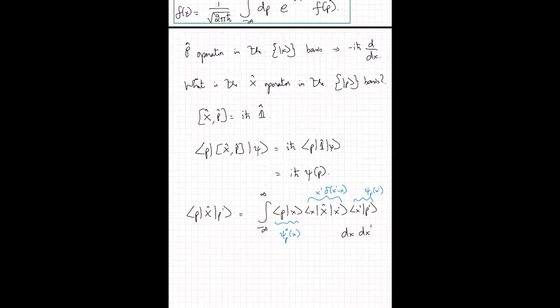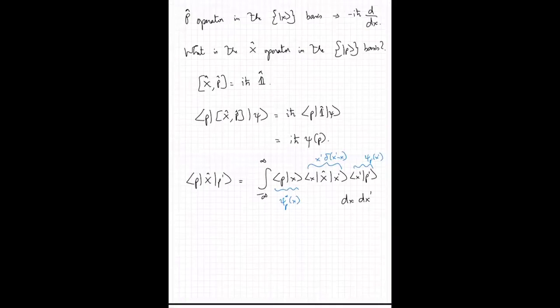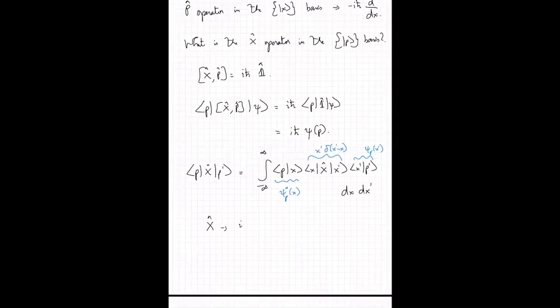You'll actually find that the representation of the X operator in the P basis is i h bar d/dp, okay? Just like the representation of the P operator in the X basis is minus i h bar d/dx, the representation of the X operator in the P basis is i h bar d/dp, okay? This is what you should ultimately find.